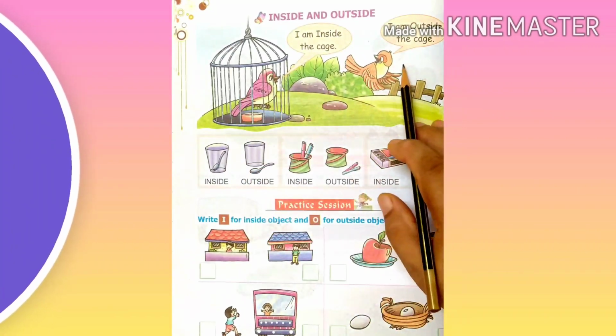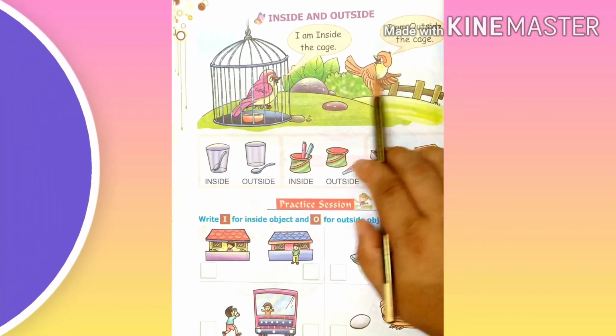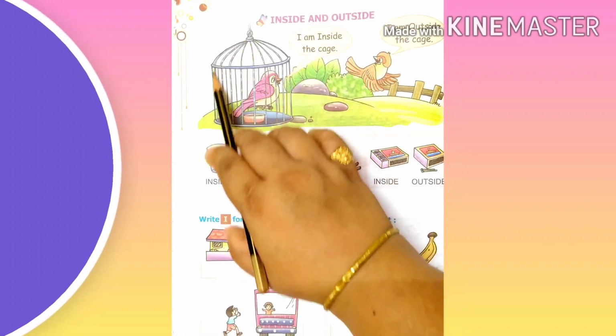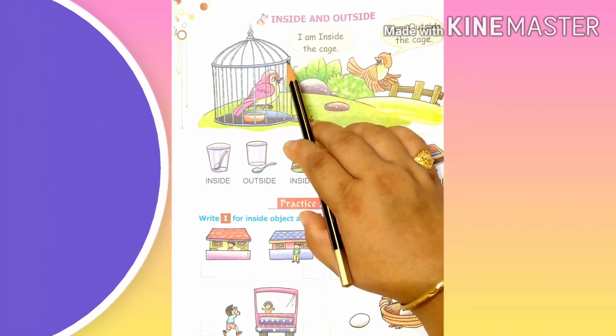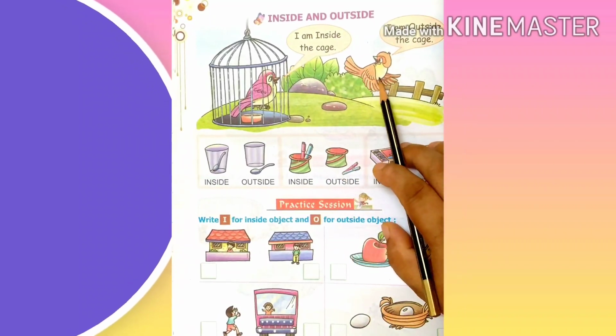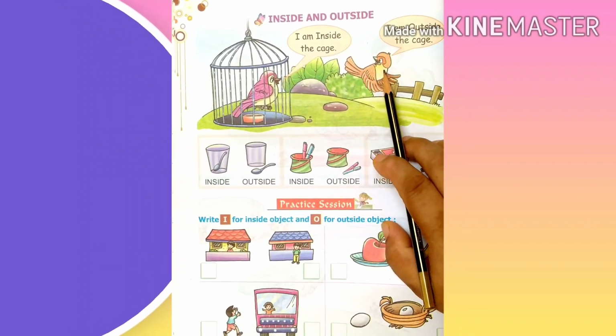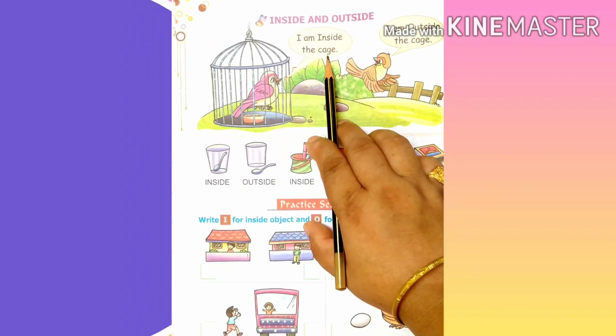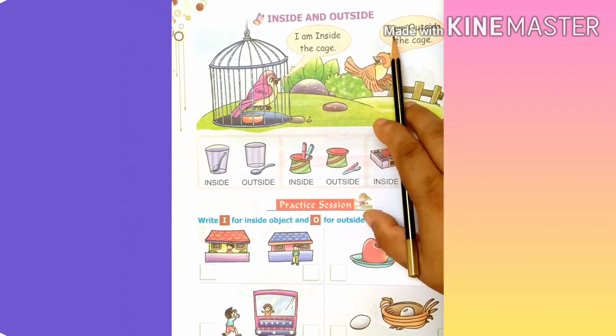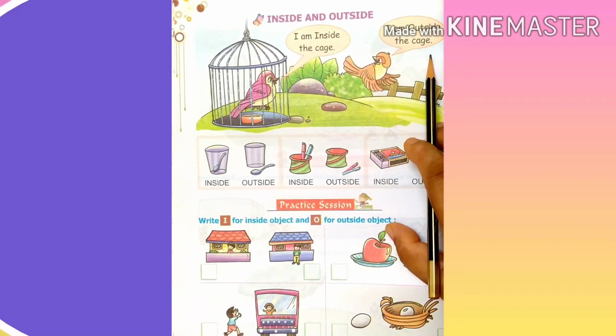Look at this picture. Two birds are there. One bird is inside the cage. This is a cage, पिंजरा. But this bird is outside the cage. So this bird said, I am inside the cage. And this bird said, I am outside the cage.